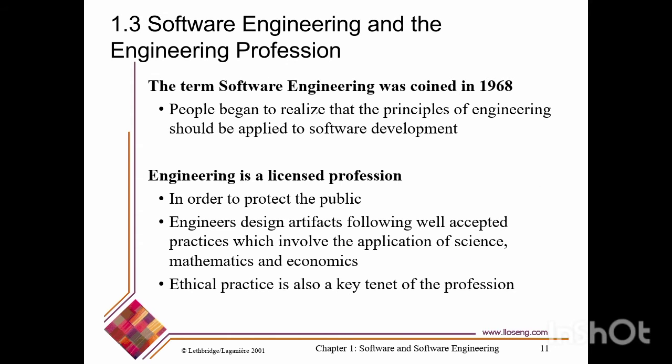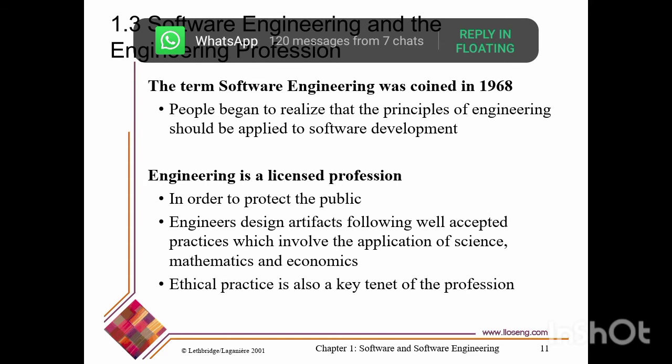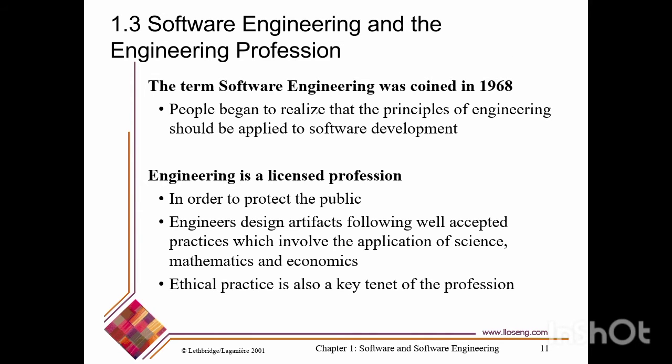Next, software engineering and the engineering profession. The term software engineering was coined in 1968. People began to realize that the principles of engineering should be applied to software development. Engineering is a licensed profession. In order to protect the public, engineers design artifacts that are products following well accepted practices, which involves the application of science, mathematics, and economics. Ethical practice is also a key tenet of the profession.